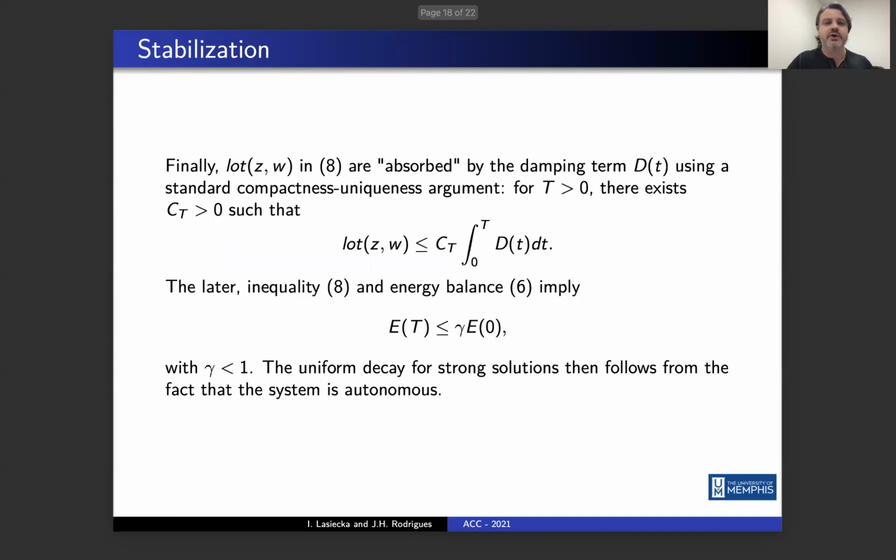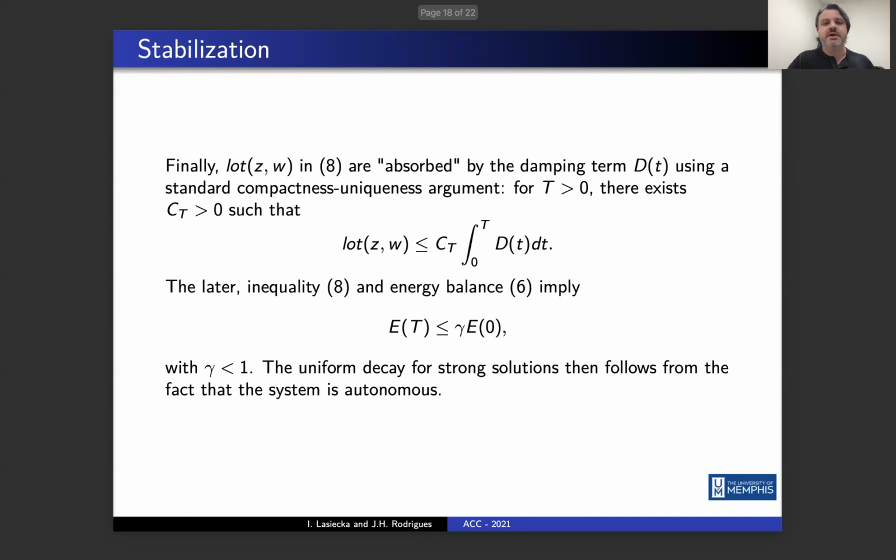Finally, lower order terms that appear in inequality 8 are absorbed by using the damping term and also by applying a standard compactness uniqueness argument. This will lead us to the last inequality where the constant gamma is less than 1. Therefore, the uniform decay for strong solutions will follow by a standard argument and also by relying on the fact that the system is autonomous.